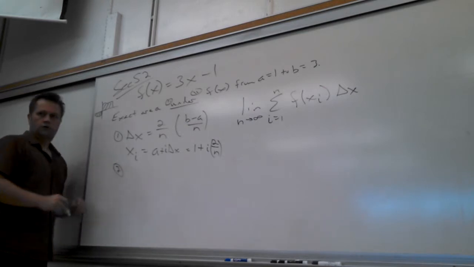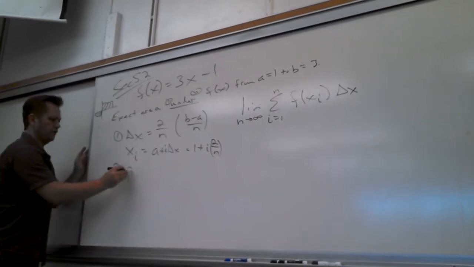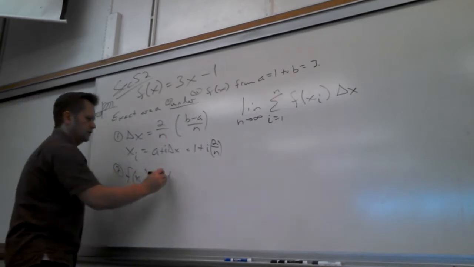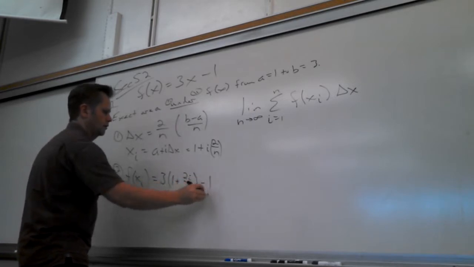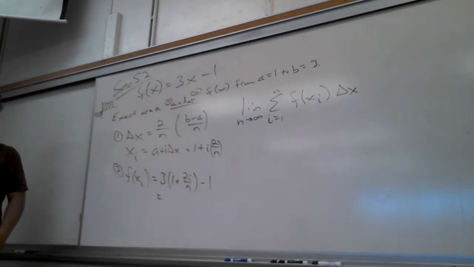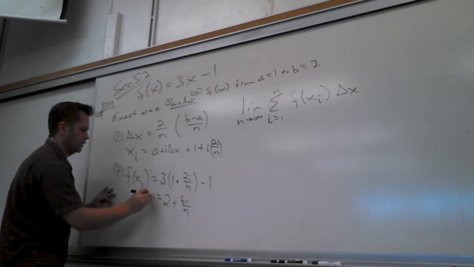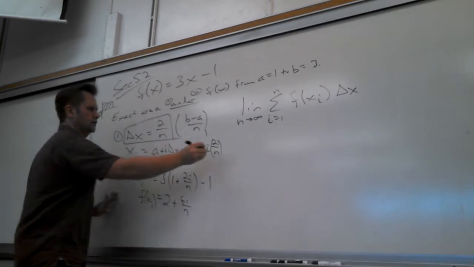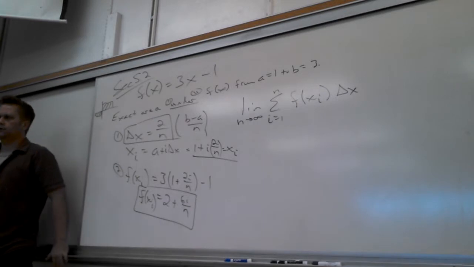Step 2, remarkably enough, is to figure out what f of xi is. You know what xi is now. What is f of xi going to be? 3 times (1 plus i times 2 over n). So you take that and you plug it in. And what do you get? 3 plus 6i over n, minus 1, so it's 2 plus 6i over n. So that's f of xi. I've got this, which actually goes into building this. All right, let me stop there for a second.